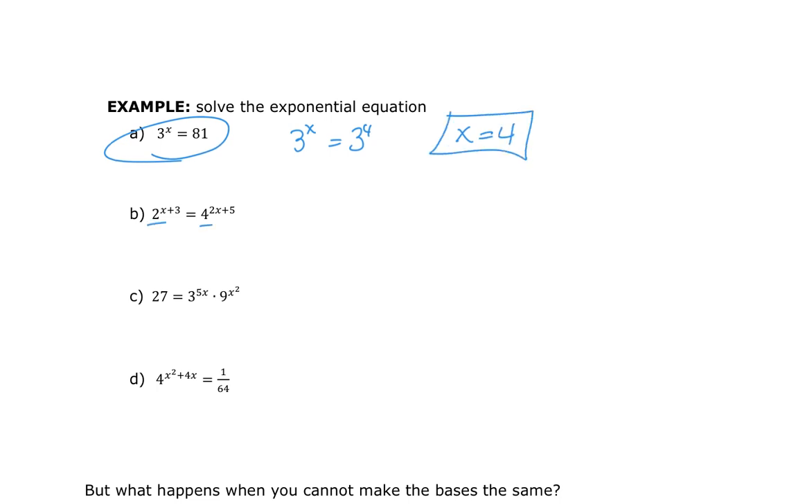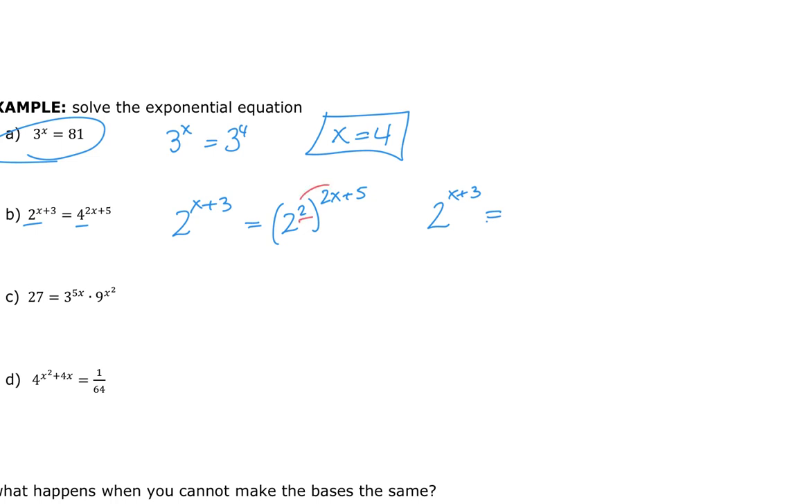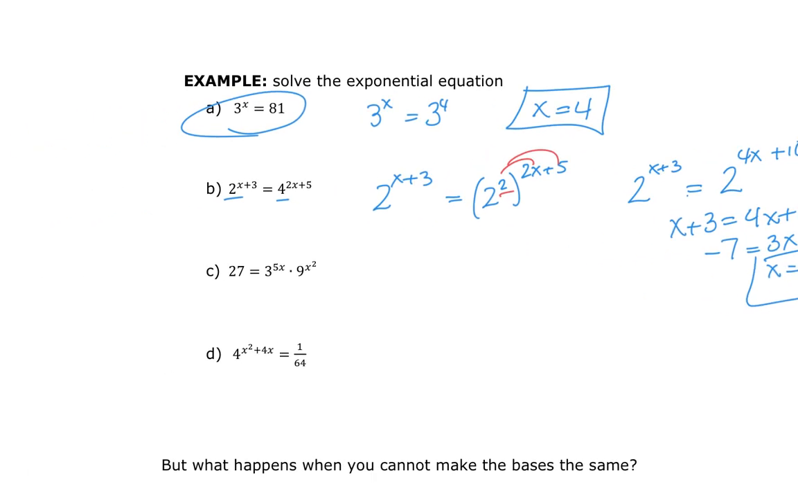This is base 2, this is base 4, so I'm going to write this as 2 to the x plus 3. Base 4 is 2 squared, but it's raised to the 2x plus 5. So I have 2 to the x plus 3. I'm going to use the power to power rule. That means that this 2 is going to distribute onto both of those terms, giving me 2 raised to the 4x plus 10. That means that x plus 3 must be 4x plus 10. Moving the x's to the left and the non-x's to the right, I'm going to have negative 7 is equal to 3x. It means x is equal to negative 7/3. And there's my answer for that one.